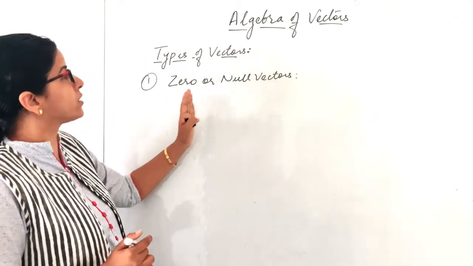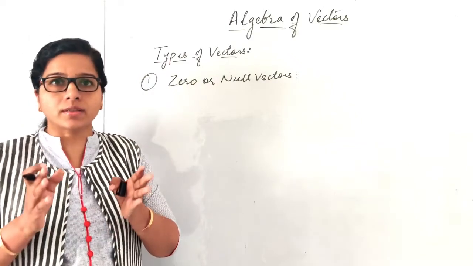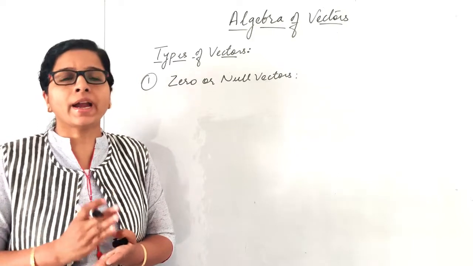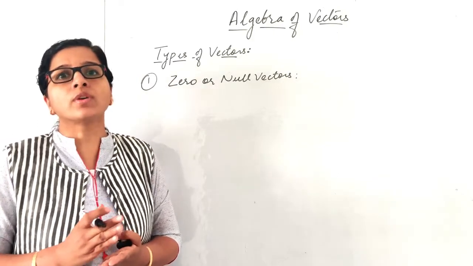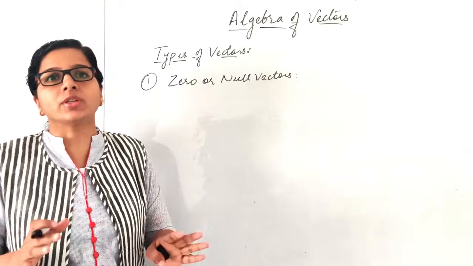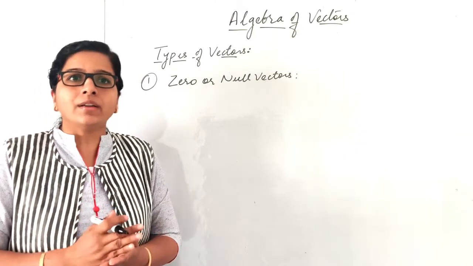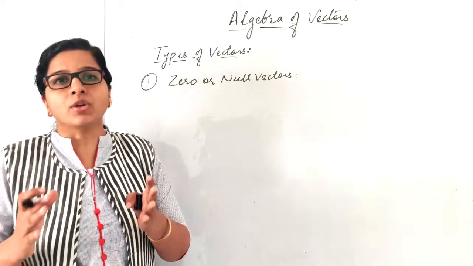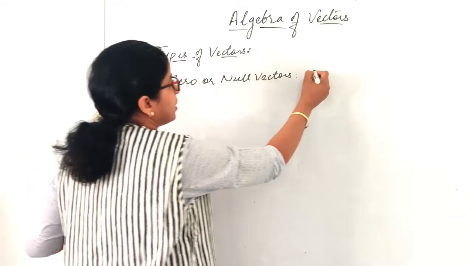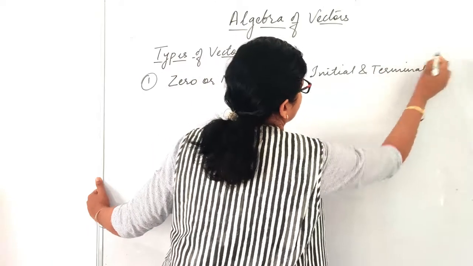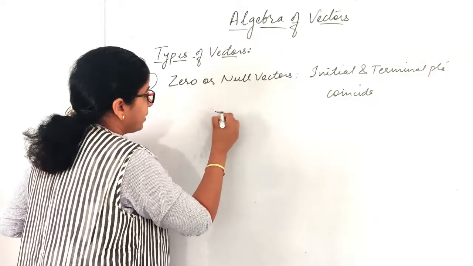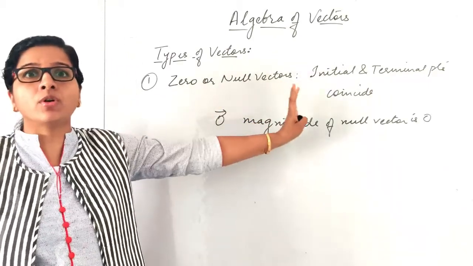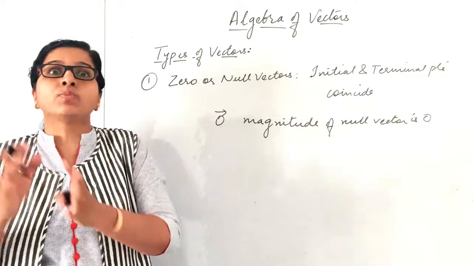The first type of vector is zero or null vectors. Zero vectors or null vectors are those vectors in which the initial point and terminal point are coincident, meaning they coincide with each other. Moreover, we can say they are vectors whose magnitude is zero, correct? So those are nothing but null vectors. The initial and terminal points coincide, and they are denoted by this. The magnitude of this vector is 0. Apart from zero or null vectors, the other vectors are known as proper vectors.